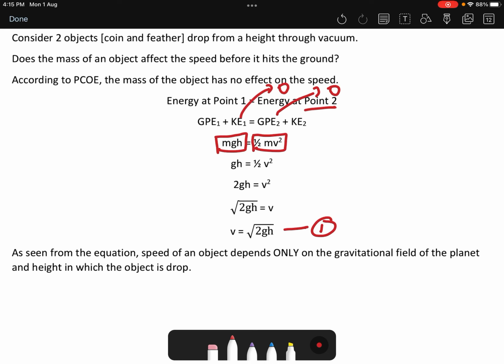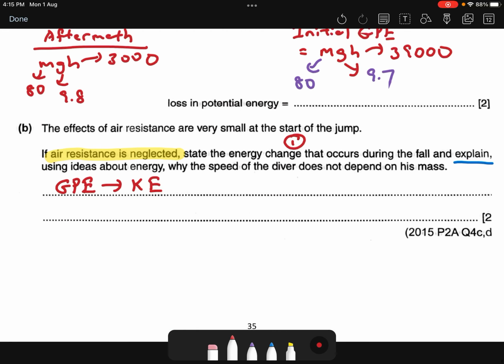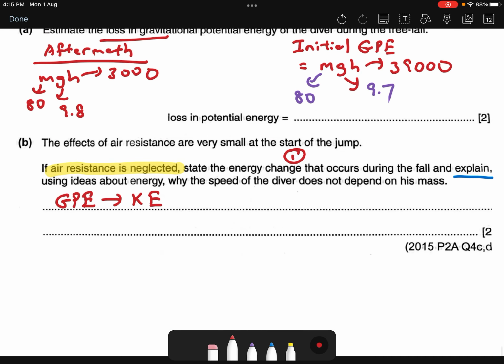So the speed at the bottom only depends on two things: first of all the g, and second of all the height you are dropped from, provided there's no air resistance. So that's how we answer that last part of the question. Now, going back to the question, explain using the ideas of energy why the speed does not depend on the mass. How do we answer this?